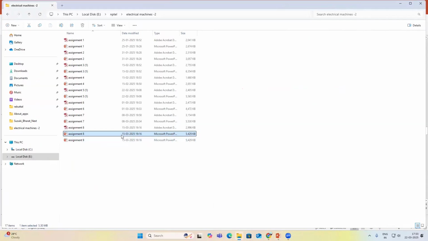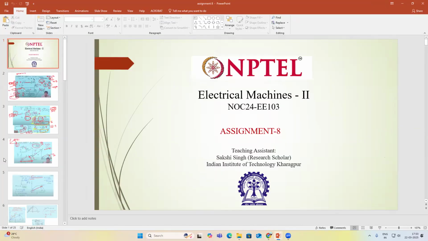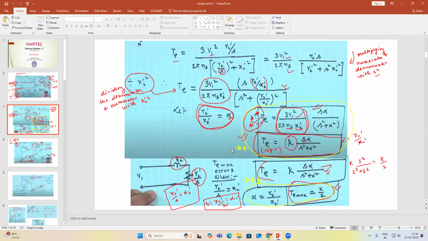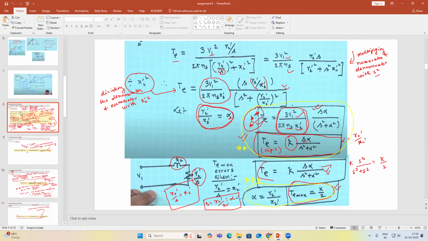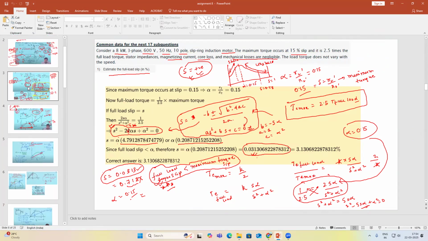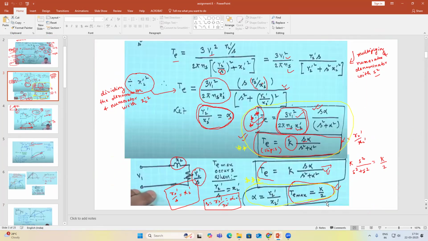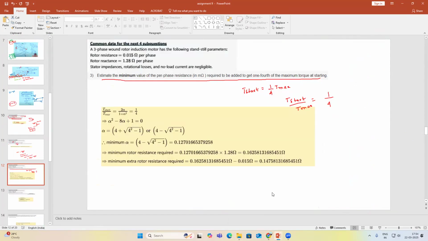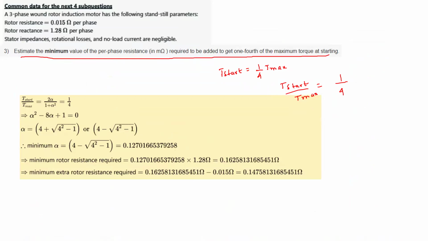So let me just open the last assignment. This is how you write it. Here, in one of the questions, you will see the ratio of T. The T max is K by 2, whereas the torque at any slip S is K into S alpha by S square plus alpha square. So I will write it again here so that it is clear.